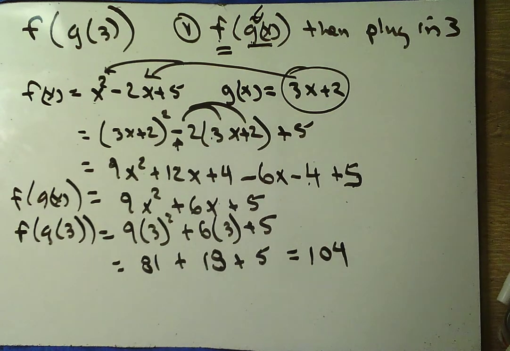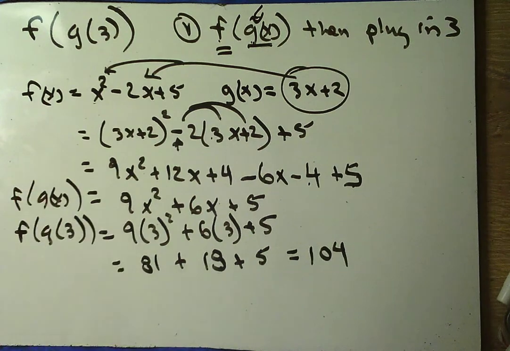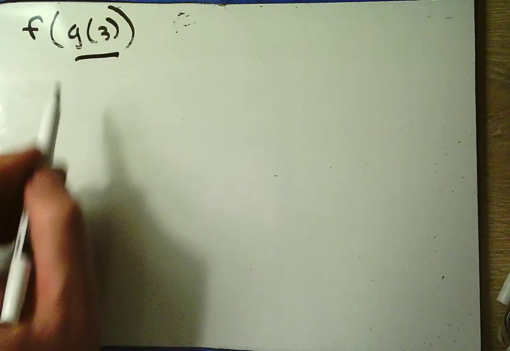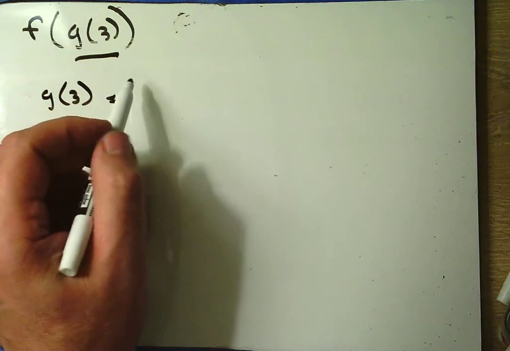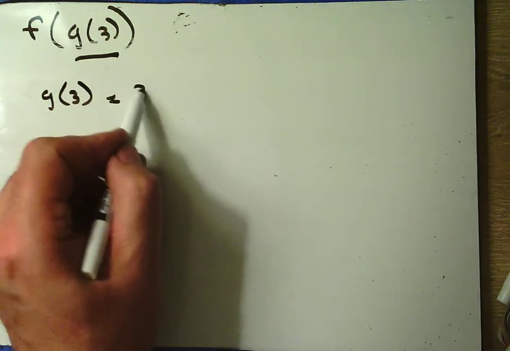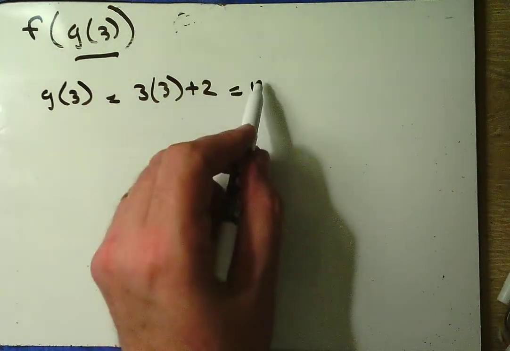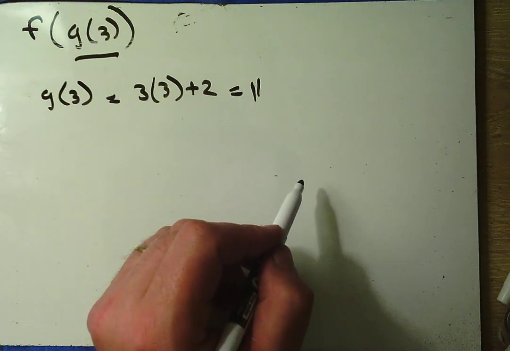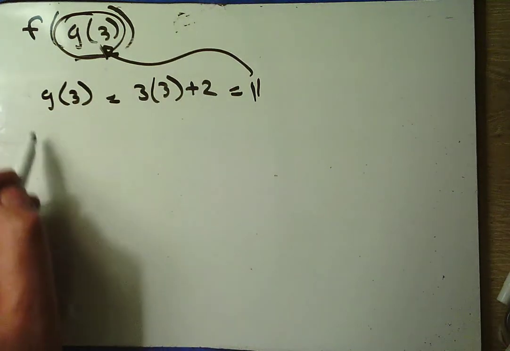So one way to do this problem is this way, where you build f of g of x, and then you plug a 3 in. But there's another way to do this, and let's take a look at it. Find g of 3. Okay, well, g of 3 is going to be what I get when I plug a 3 in for all the x's of g of x. I get g of 3 equals 11.